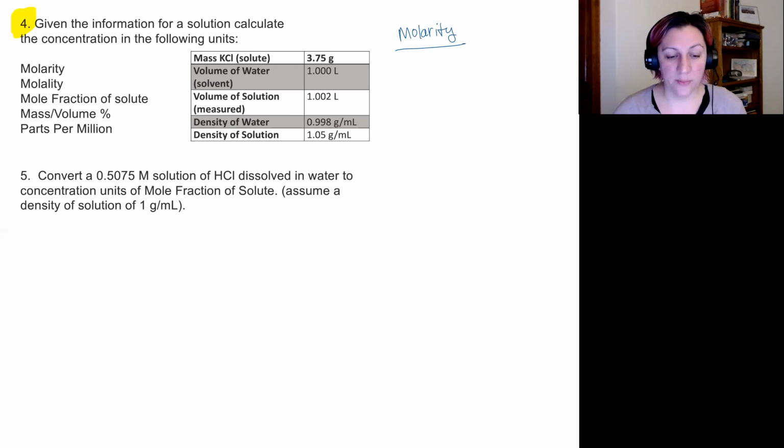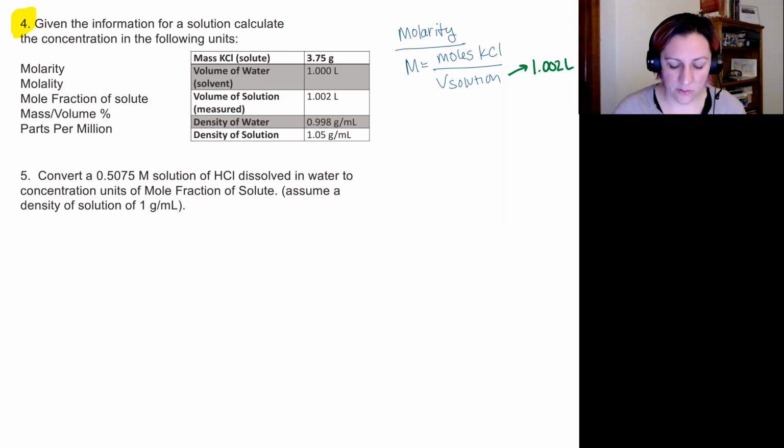All right, so for molarity, we're going to need to have moles of our KCl on the top of our fraction, and then the volume of our solution on the bottom. We're going to want that in units of liters. So we have that volume of solution, right? We have that 1.002 liters. So that's done. That's fantastic. So this right here is that 1.002 liters. So we really need to calculate those moles of potassium chloride. So this is a mass to mole calculation.